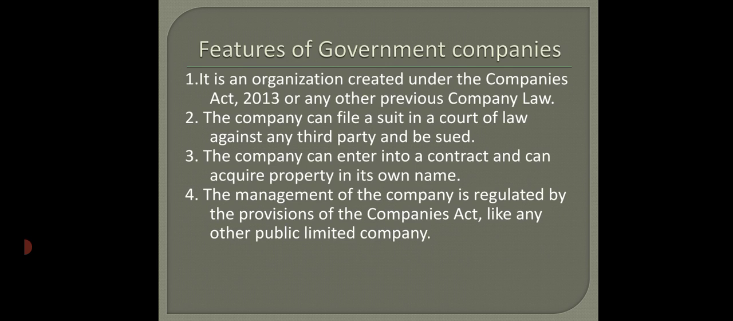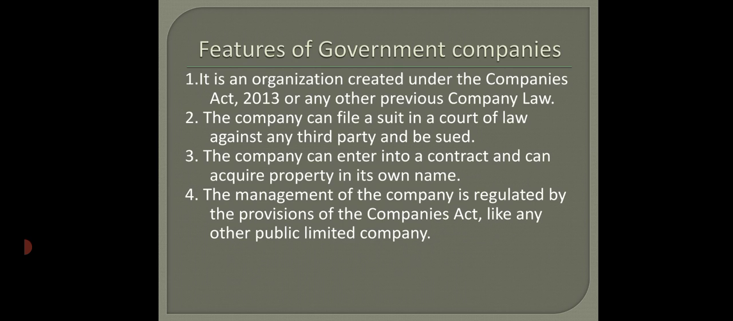What are the features of government company? First one, it is an organization created under the Companies Act 2013 or any other previous company law. We have already seen features of joint stock company. Here also the features are very similar because it is a joint stock company only. Just as a joint stock company gets a separate legal status, a government company will also get a separate legal status.